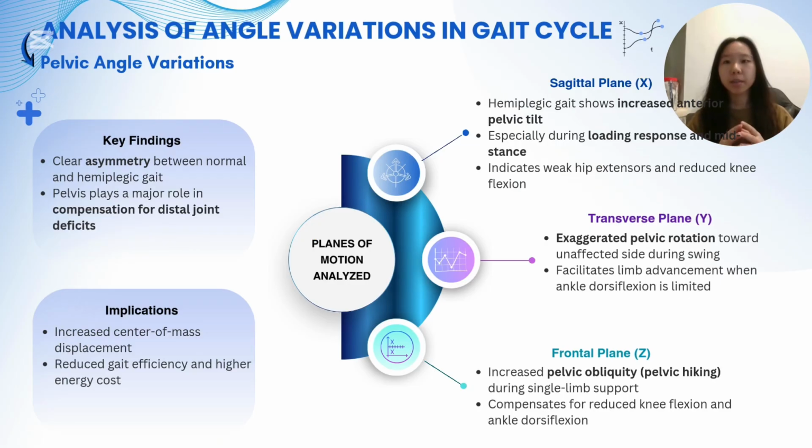In hemiplegic gait, pelvic movement shows clear compensatory behavior. In the sagittal plane, increased anterior pelvic tilt occurs during loading response and mid-stance, indicating weak hip extensors. In the transverse plane, exaggerated pelvic rotation assists limb advancement, while in the frontal plane, increased pelvic obliquity or pelvic sagging is used to improve foot clearance, but this increases energy cost and reduces gait efficiency.